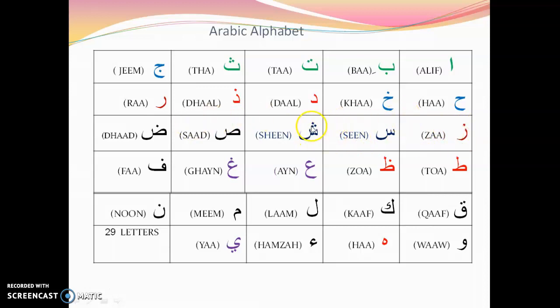Sin, Shin are two similar letters. Sad, Dad are two similar letters. If you follow the dots, you will remember it easily. Ta, Za. If you follow the dot, again you will remember it easily. Ain, Ghain, same again, two similar letters, but the only difference is the dot. One has got no dot. And that's it.